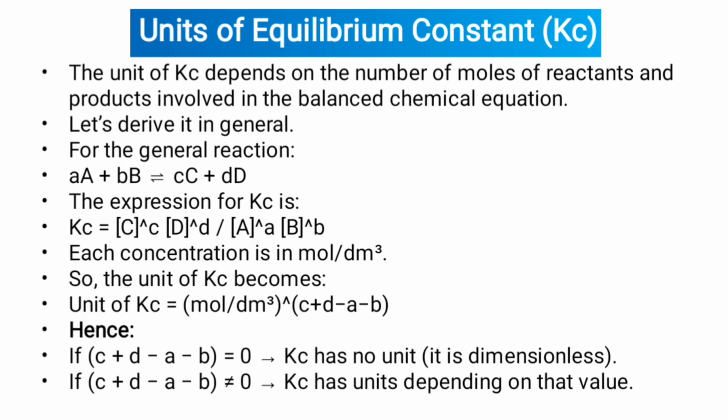So the unit of Kc is equal to mole per decimeter cube to the power c plus d minus a minus b. Hence, if c plus d minus a minus b is equal to 0, Kc has no unit. It is dimensionless. If c plus d minus a minus b does not equal 0, Kc has units depending on that value.